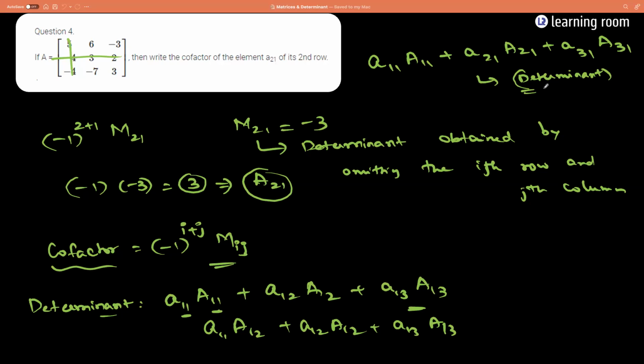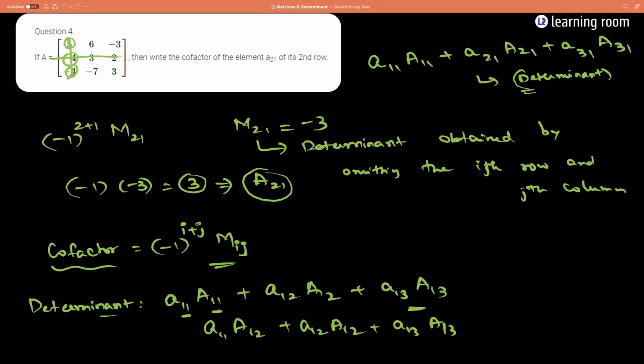Actually, what you did is a11, a21, a31. You did it along the column. Means you expanded along the column, along the elements of the first column. You can do it.